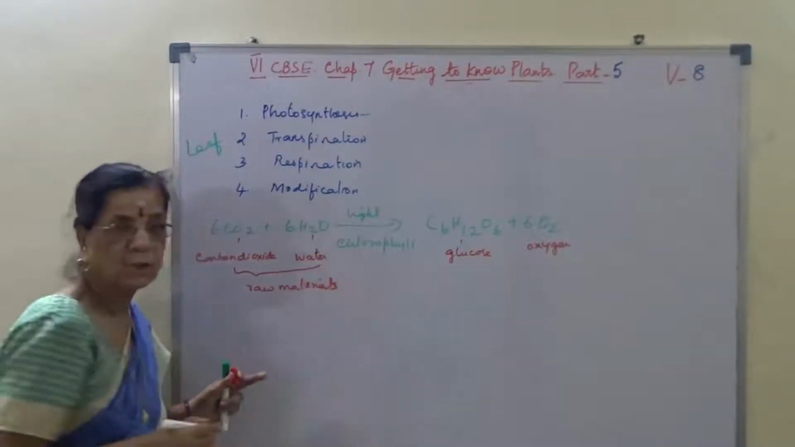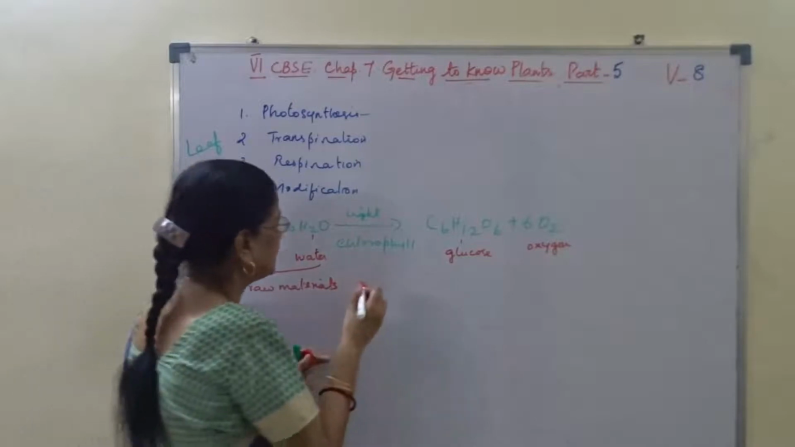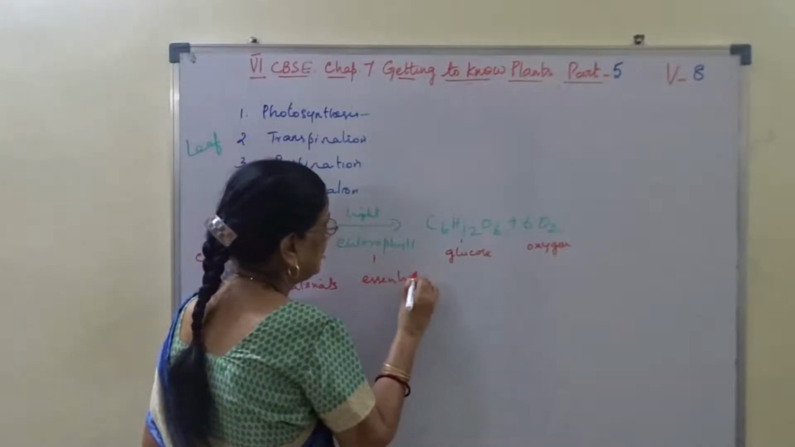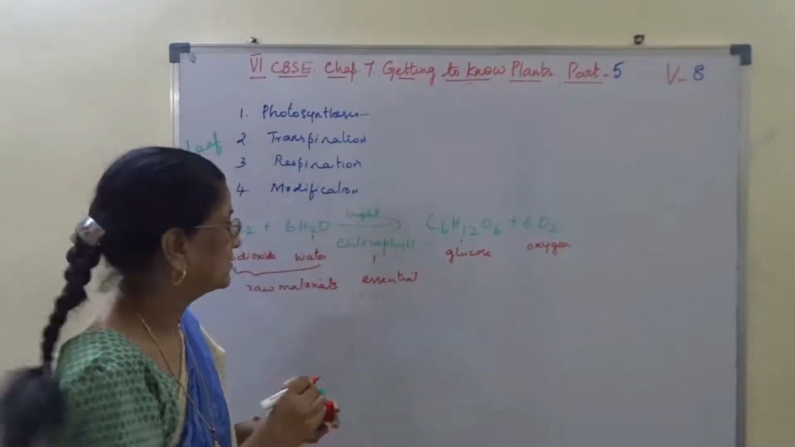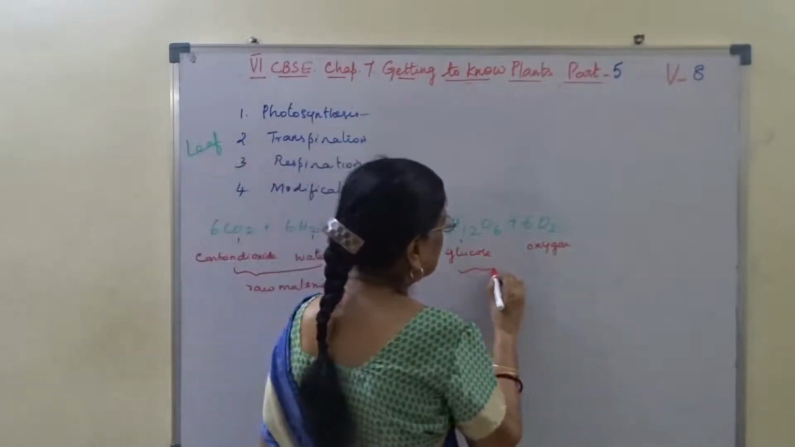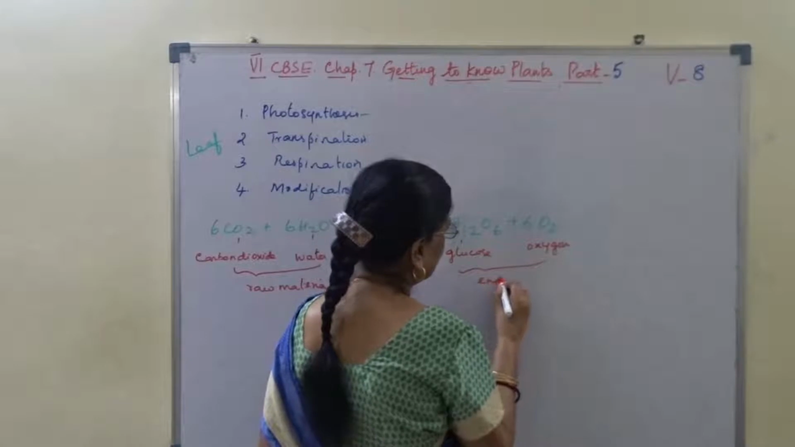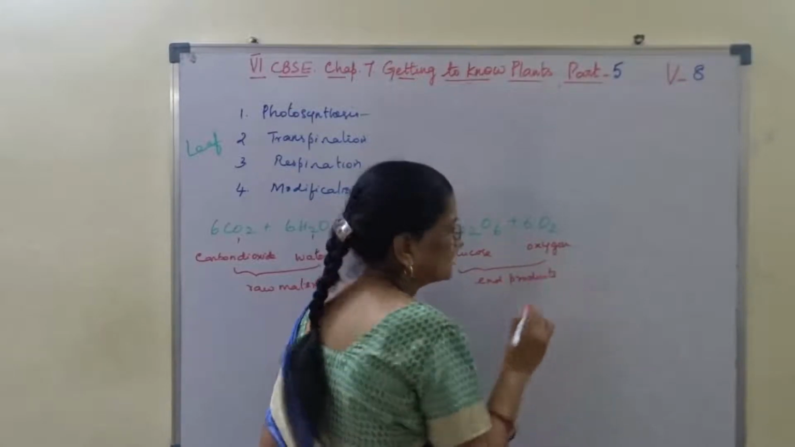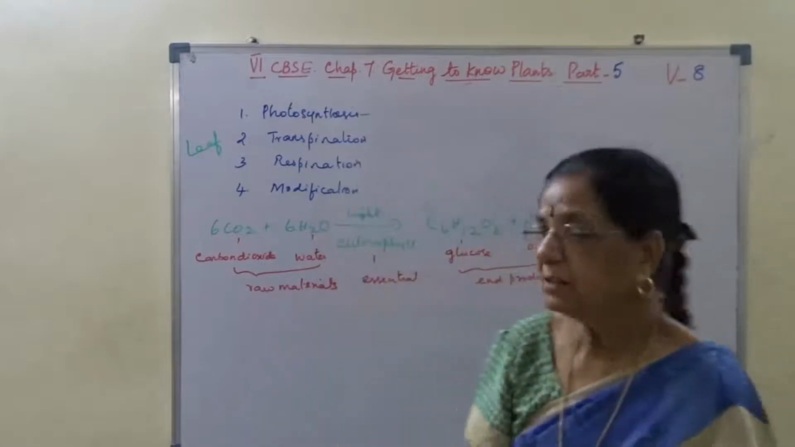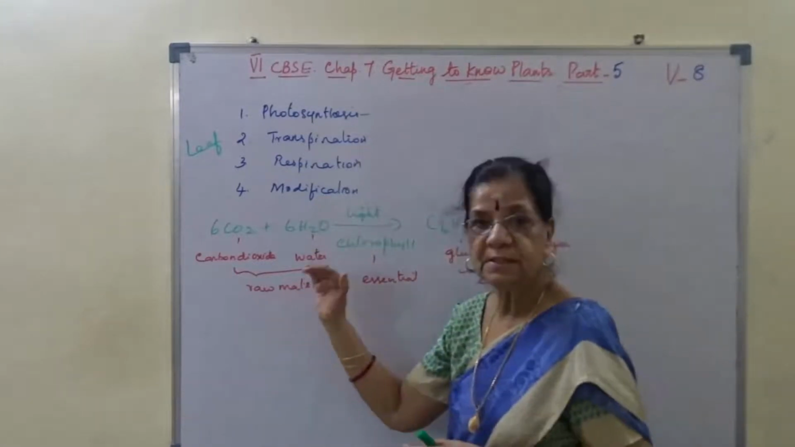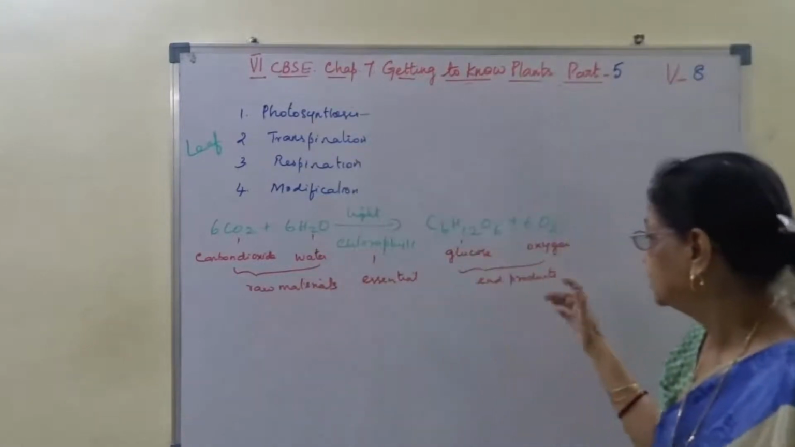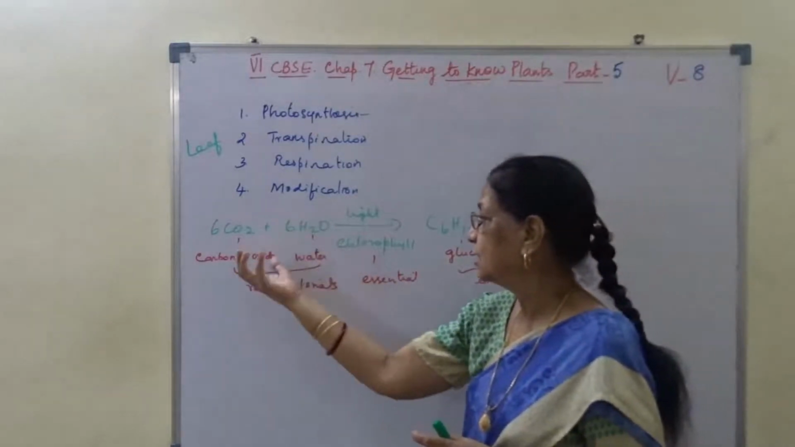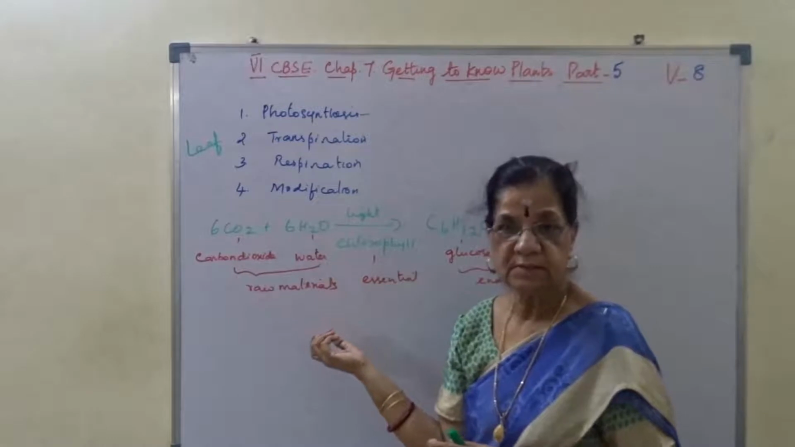They are the raw materials. Light and chlorophyll are the essential requirement, and these two are the end products. Okay? In chemistry, this is the reactant side, and this is called the product side. So the reactants are carbon dioxide and water.